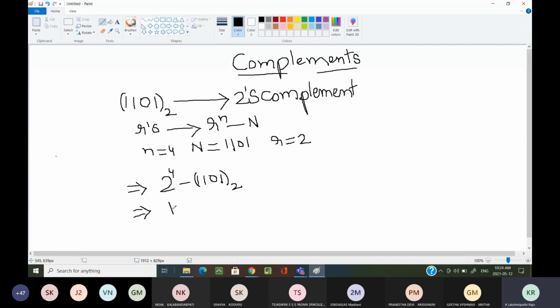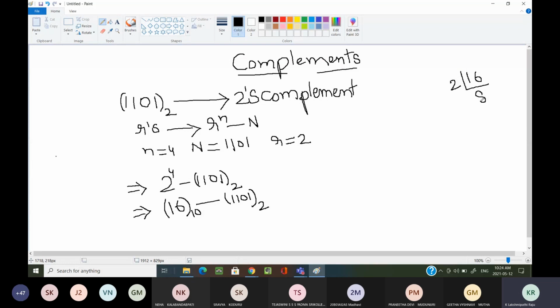But that 16 is of base 10. That is not a base 2 number. What do we have to do? We have to convert the decimal number to binary. Very good.